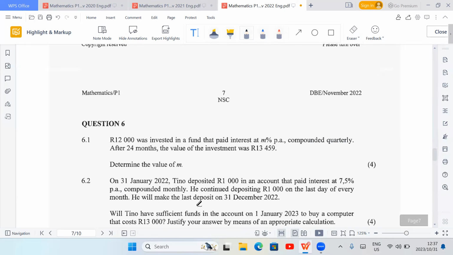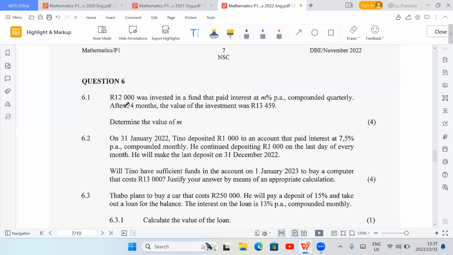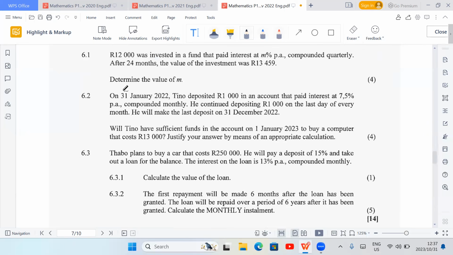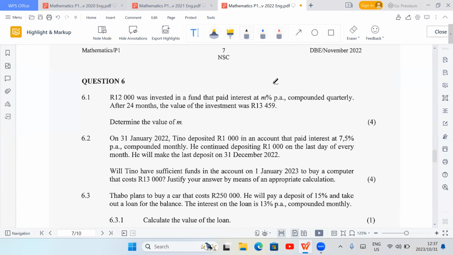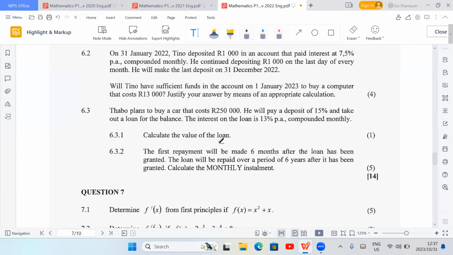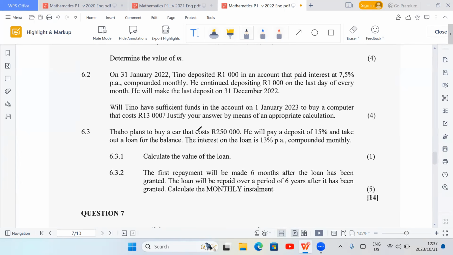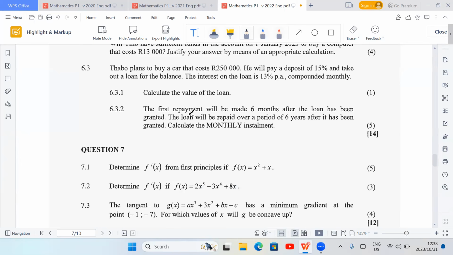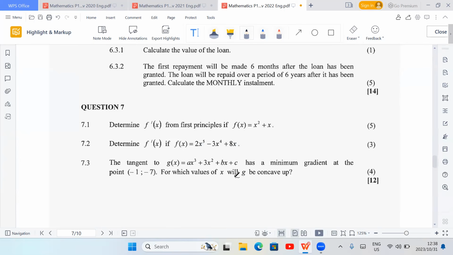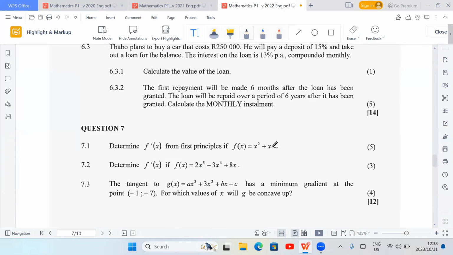Okay. Then question 6, you are given financial maths here. Also again with financial maths, if you are able to just read the question and apply the necessary formulas, the ones that you need to apply for the particular question, then you're going to get that one. So question 7, again, a mark for everyone.